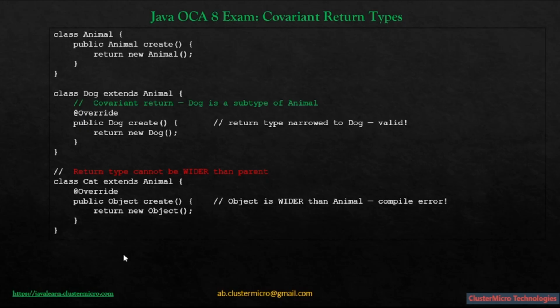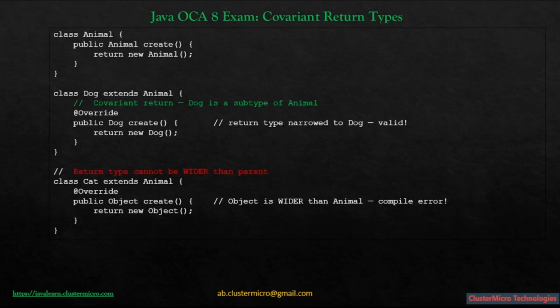Okay, so let's look at the code. Let's look at covariant return types using three classes. We start with parent class Animal. Its create method returns an Animal, simple enough. Now Dog extends Animal and overrides create, but instead of returning Animal, it returns Dog. This is allowed because Dog is an Animal. It is a more specific type, not a different one. Any code that expects an Animal back is perfectly happy receiving a Dog. This is a covariant return. The child narrows the return type and Java allows it.